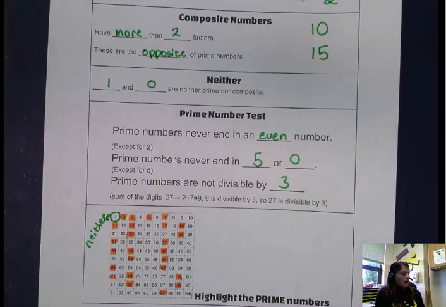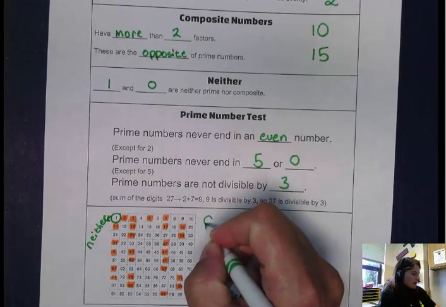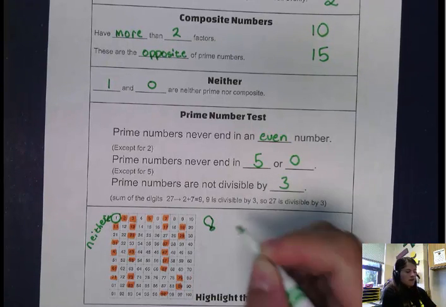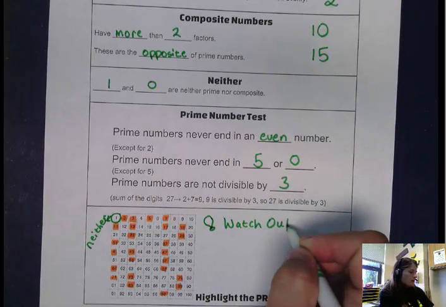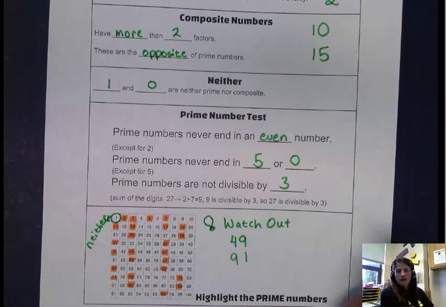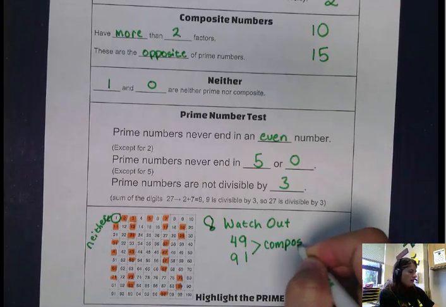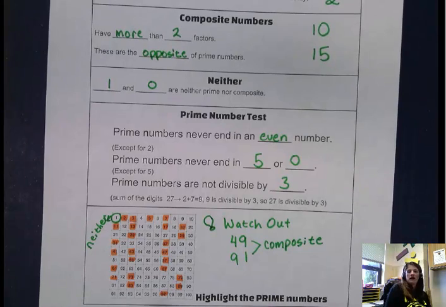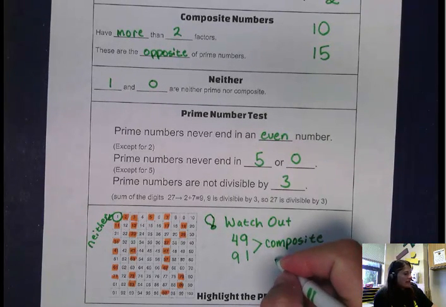Okay. There are a couple that are pretty tricky that I want you to watch out for. So I'm going to put a little light bulb over here, my best drawing for a light bulb, and I'm going to say, watch out. Okay, these two are kind of tricky. 49 and 91, both of these numbers are composite. What do you think you can divide 49 and 91 by? What do you think? Right, you can divide them by 7.